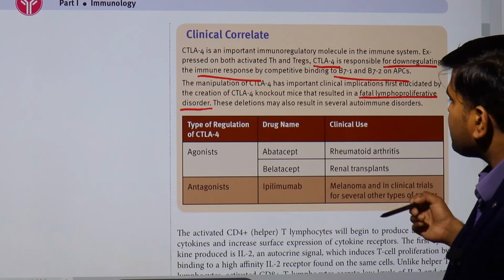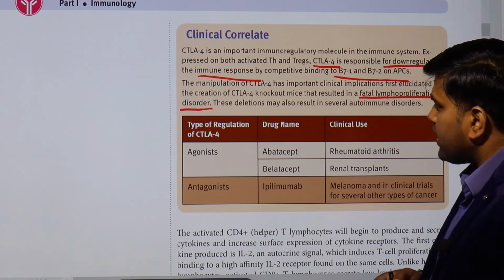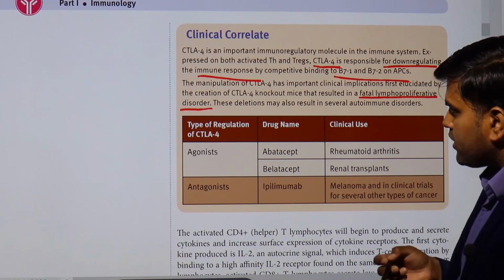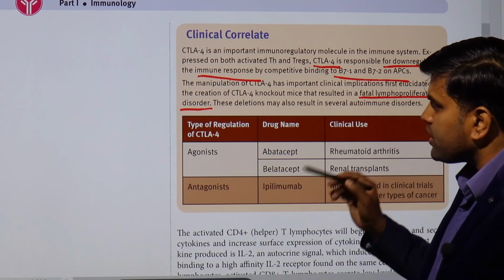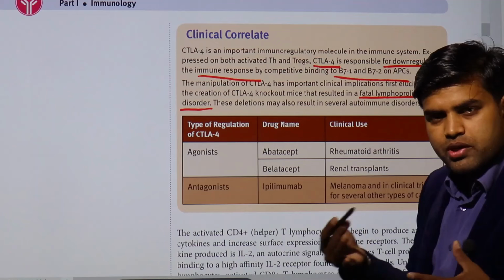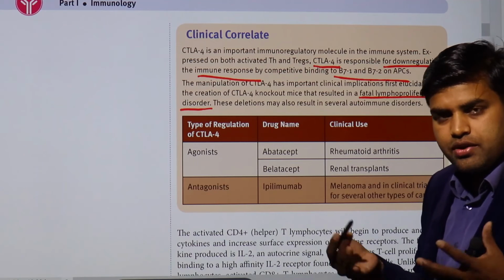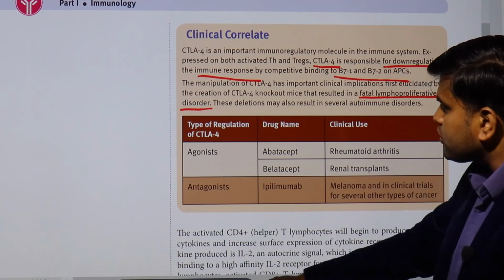This deletion may also result in several autoimmune disorders. So there will be a lot of autoimmune disorders if this regulatory cell is not present inside your body. There will be a continuous activation of your T cells, and you will obviously develop immunological disorders.